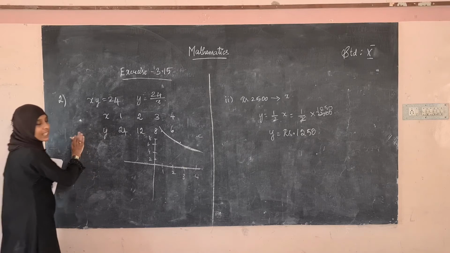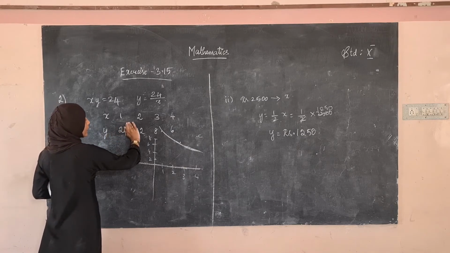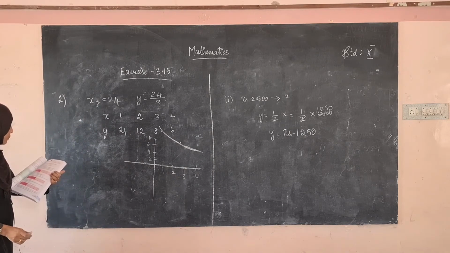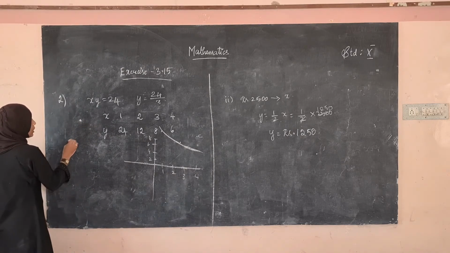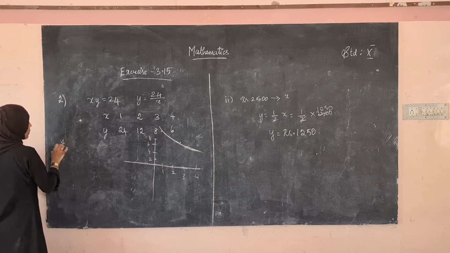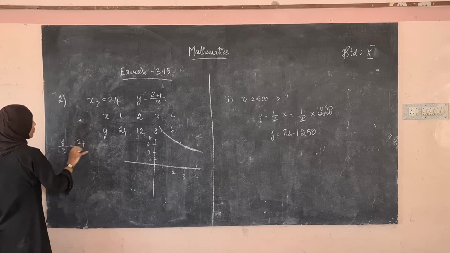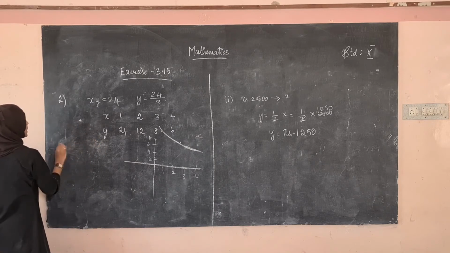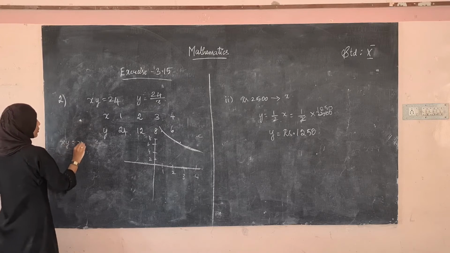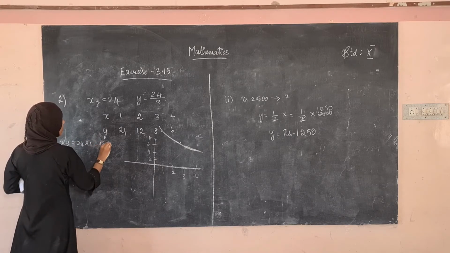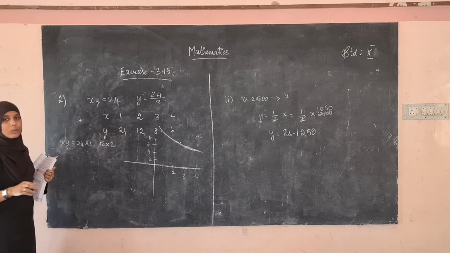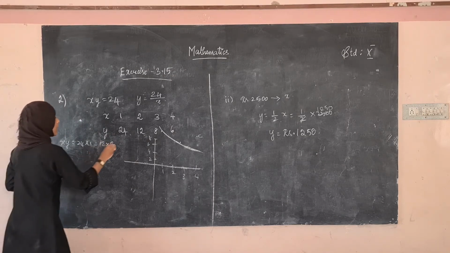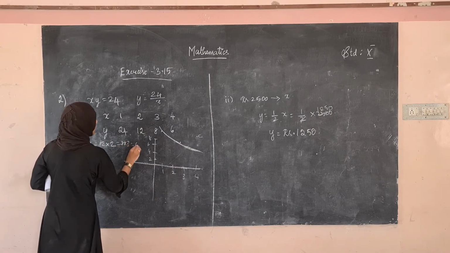Okay, see, this is an indirect variation because there is an increase in x and a decrease in y. For this, how can we find the constant of variation? See here, x into y is how we find the constant of variation. x into y is 24 into 1, which is equal to 12 into 2, and 8 into 3 and 6 into 4. (y divided by x is how we find the constant of variation in direct variations.)